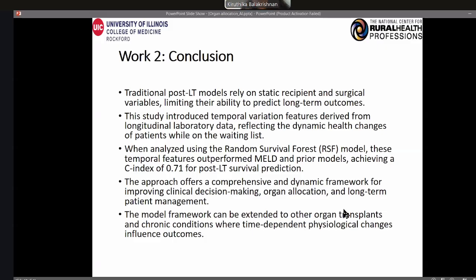Most existing models rely on static recipient or surgical variables, meaning that they use only single time point data such as lab values or MELD scores before transplantation. This makes it difficult for those models to capture how patients' condition changes over time, and that is a critical gap while we are trying to predict long-term outcomes after liver transplantation.